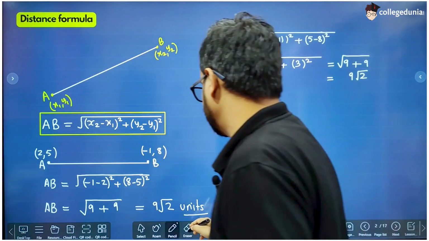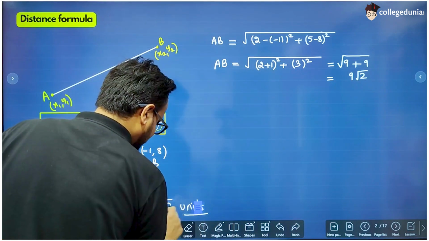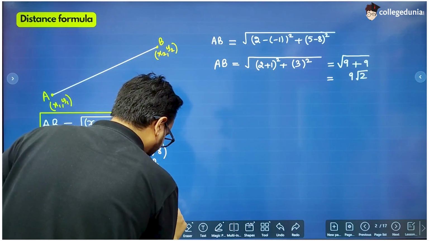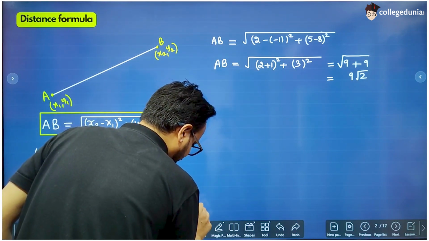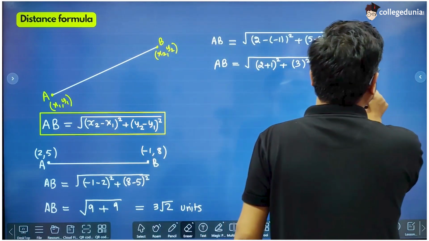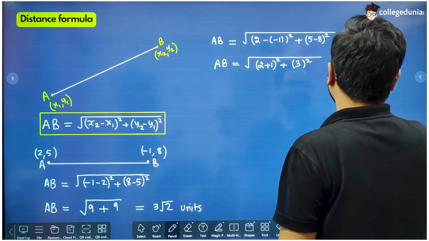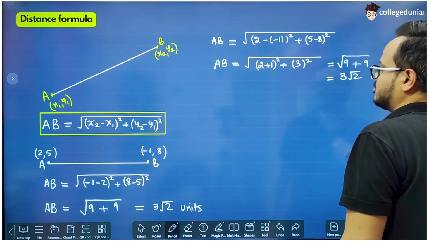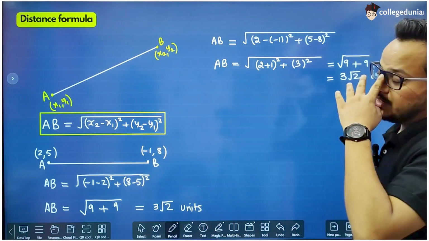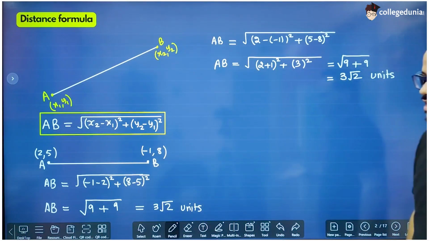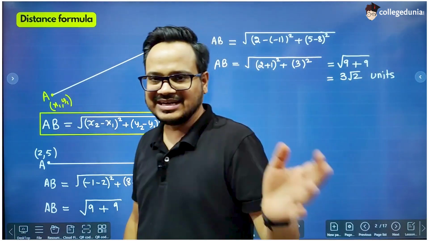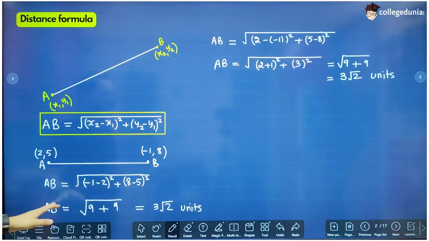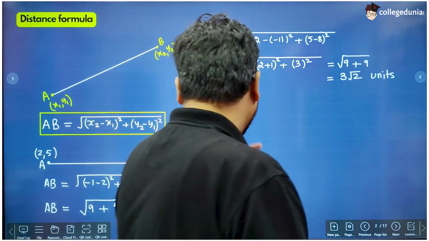Again we are going to get the same answer, and that is 9 root 2. Sorry, this is not 9 root 2. 3 root 2. So we are going to get the same answer, 3 root 2 units. So it doesn't matter if we take one set of coordinates as x1, y1 and the other one as x2, y2, or the other one as x1, y1 and the former one as x2, y2, it doesn't make any difference, you are going to get the same answer, right?